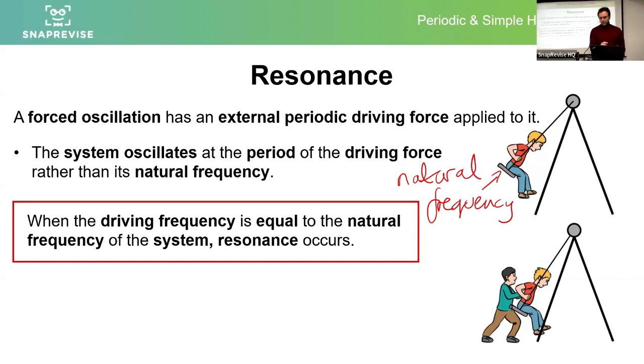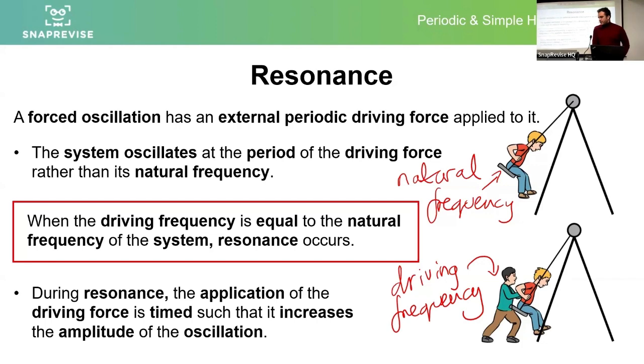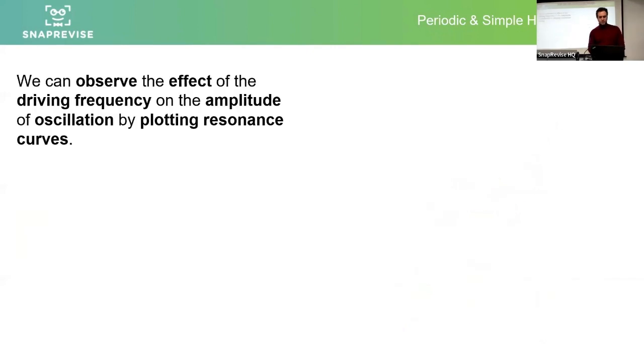The driving frequency is the frequency with which I am pushing. It's an applied frequency external to the simple harmonic oscillator. When the driving frequency is equal to the natural frequency, a sudden increase in the amplitude of our oscillations occurs, and that's called resonance. So if you get it just right, you can match the driving frequency to the natural frequency and you can get far more motion, far more excitement for the child than you otherwise would have. During resonance, the application of the driving force is timed such that it increases the amplitude.